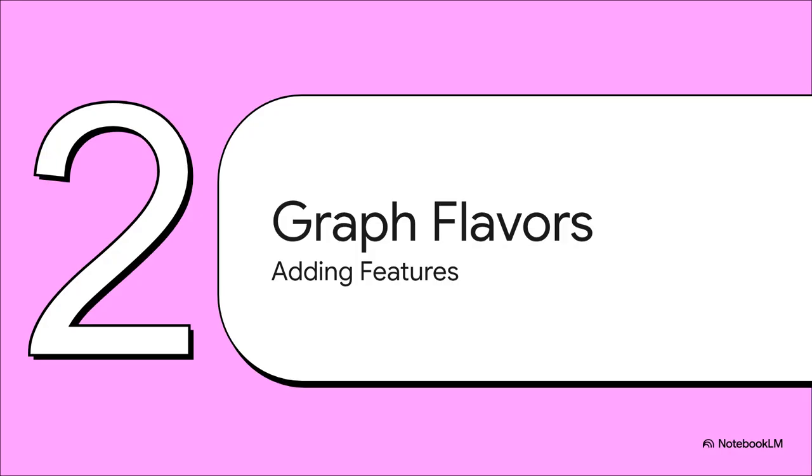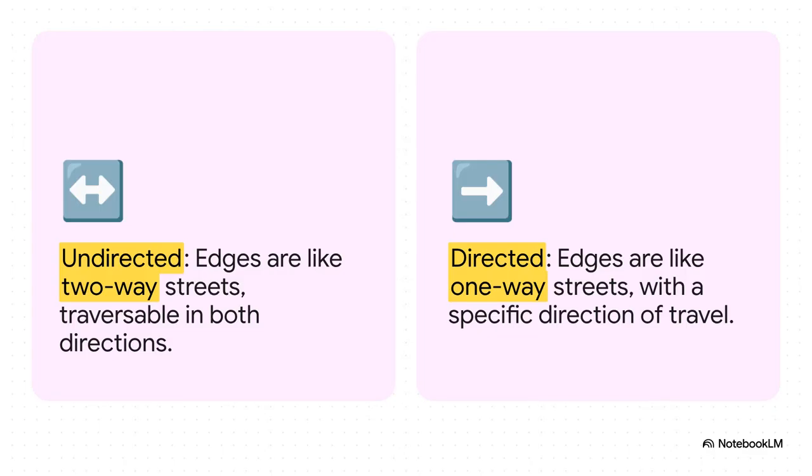Okay, now that we've got the basic blueprint down, let's start adding some cool features to make these graphs a little more like the real world. You see, edges aren't always a two-way street. Sometimes they're undirected, which is like a normal road. But other times they're directed, like a one-way street with an arrow. The perfect example is social media. When you follow someone, that's a directed edge. It points from you to them, but it doesn't mean they automatically follow you back.